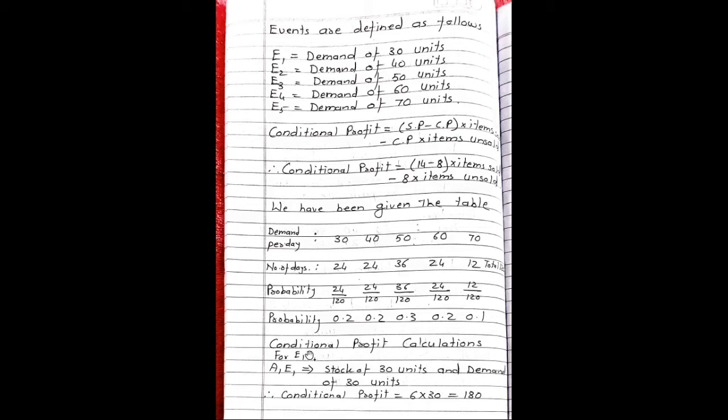Now see conditional profit calculations for E1. E1 is nothing but demand of 30 units. So A1 E1, stock of 30 units and demand of 30 units. So conditional profit can be calculated as 6 into 30, which is equal to 180, because whatever units we have in our hand, all are demanded. So definitely there are no unsold items. So the conditional profit becomes 6 into 30, which is equal to 180.